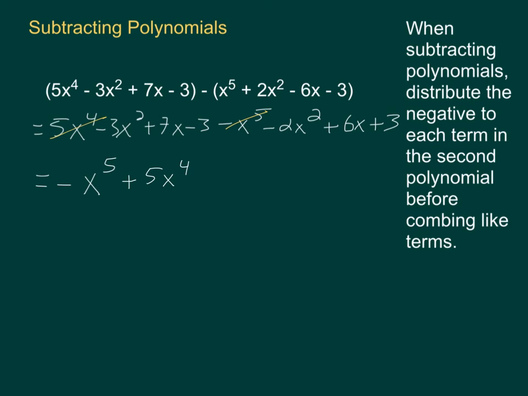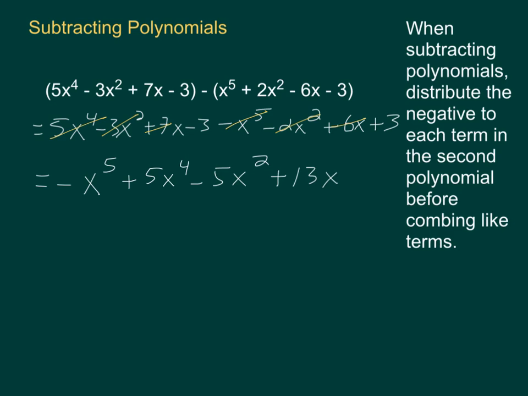I'm looking, do I have anything with the cubed? And it does not appear that I do, so I just skip it. I don't need to put a 0x cubed, I just skip it there. Look for something squared. I'll get a negative 3x squared and a negative 2x squared. So a negative 3 minus 2 is negative 5x squared. So I'll cross those two off. On to the x's, that's a plus 7x and a plus 6x. So a plus 7 plus 6 is plus 13x. So I can cross those two off.